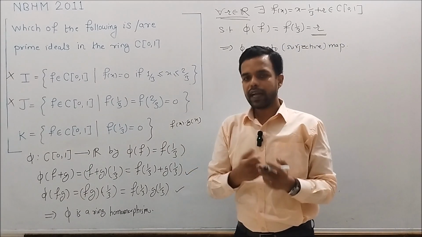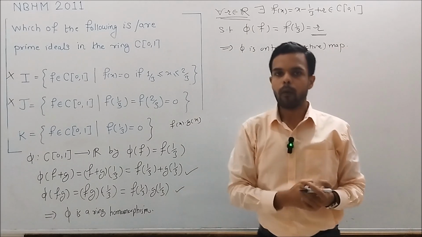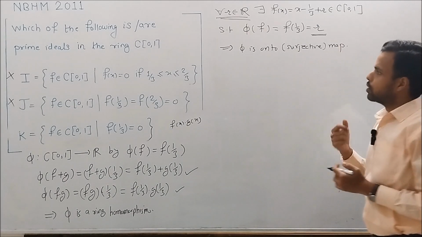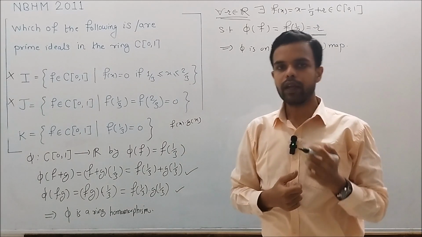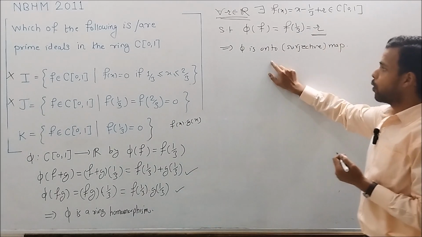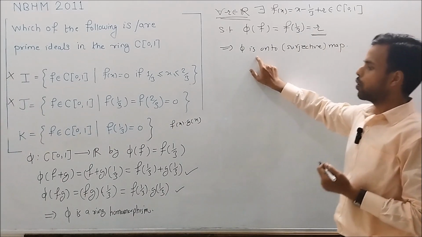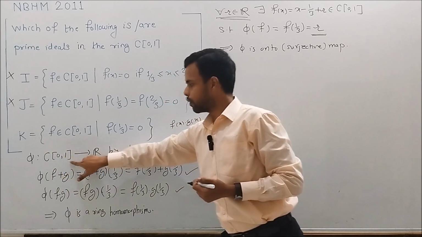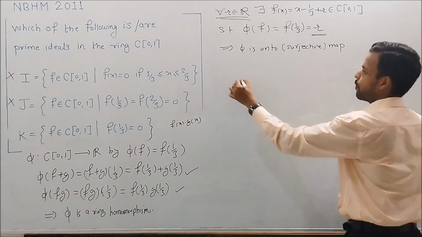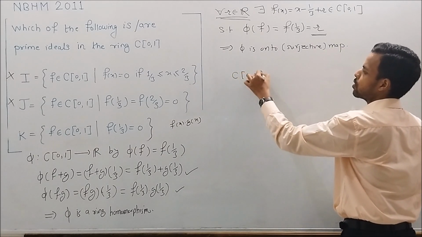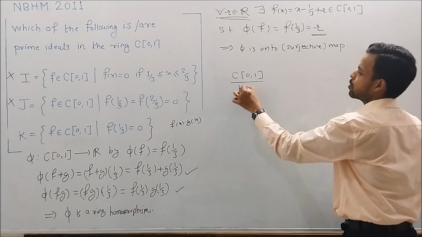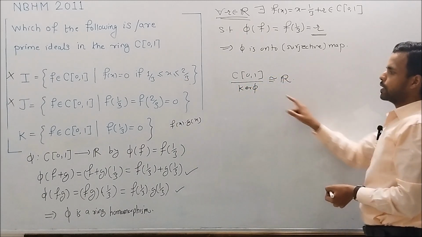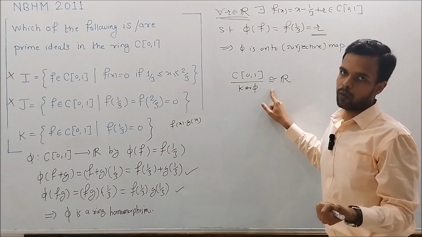So up to now we have proved that phi is an onto ring homomorphism, and we will use this fact to use the fundamental theorem of ring homomorphism. So by the fundamental theorem of ring homomorphism, as phi is an onto ring homomorphism from the ring of continuous functions on the closed interval [0, 1] to R, hence the factor ring is isomorphic to the ring of real numbers. This is by the fundamental theorem of ring homomorphism.